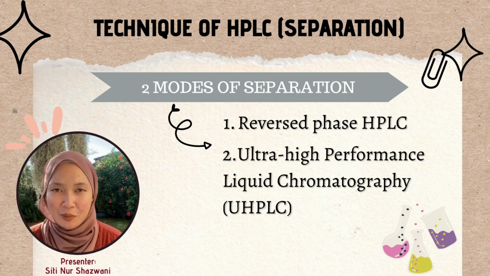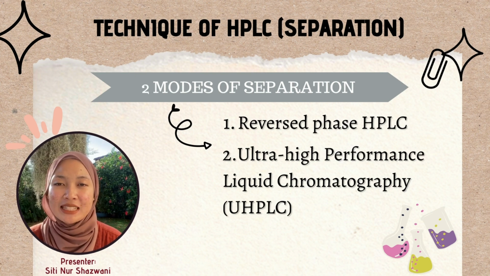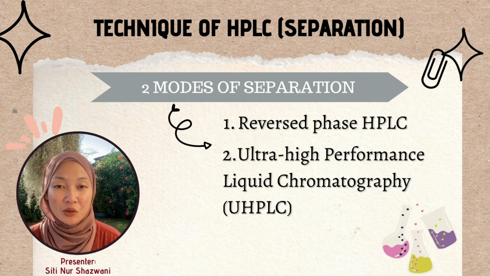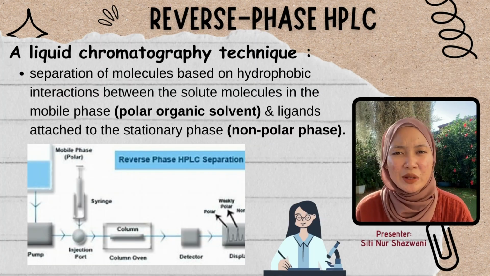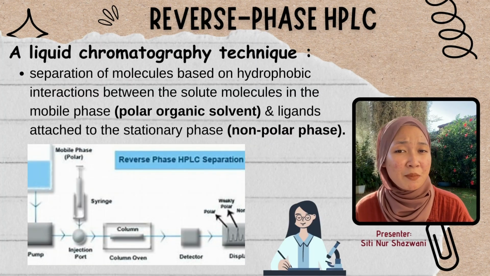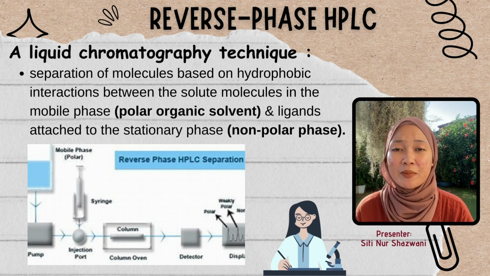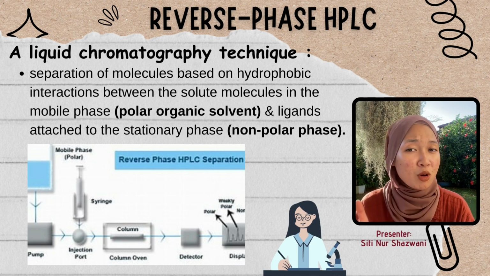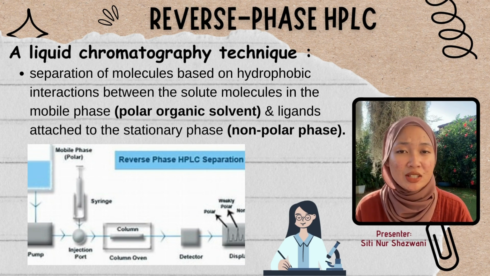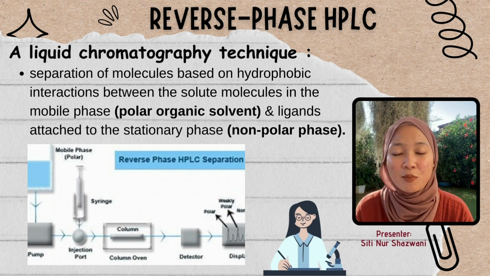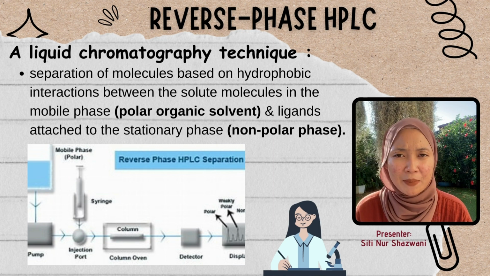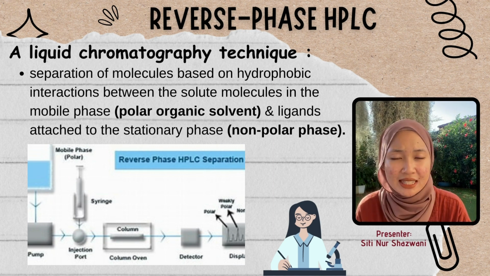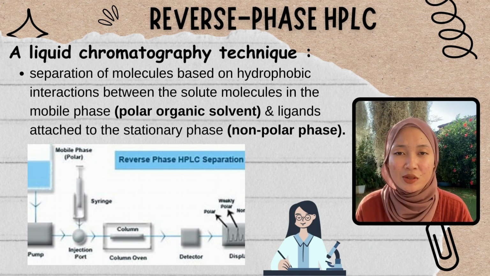There are two modes of separation, which are reverse phase HPLC and ultra high performance liquid chromatography (UHPLC). Reverse phase HPLC is a liquid chromatography technique that involves the separation of molecules based on hydrophobic interactions between the solid molecule in the mobile phase and the ligands attached to the stationary phase. In reverse phase HPLC, the stationary phase is non-polar, while the mobile phase is a polar organic solvent. The mobile phase passing over the hydrophobic stationary phase is a polar solvent containing the solids.